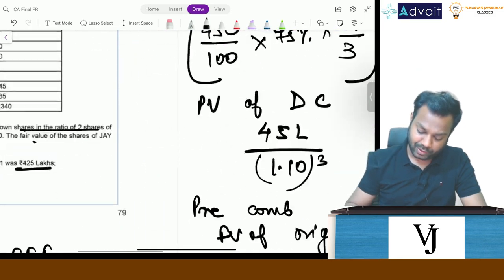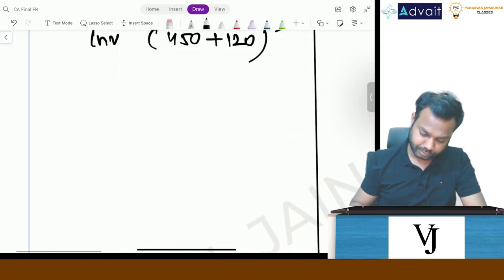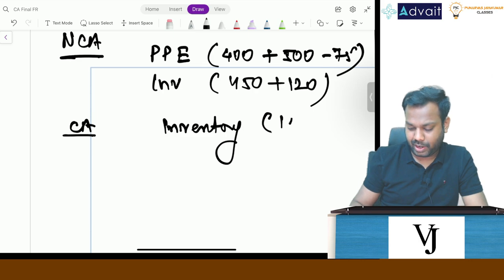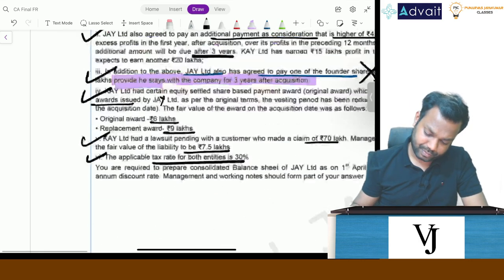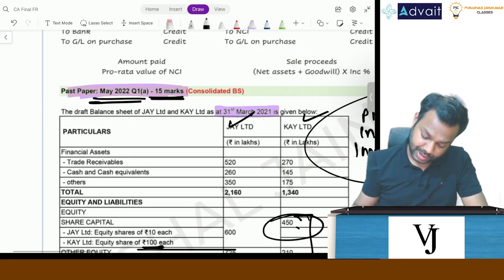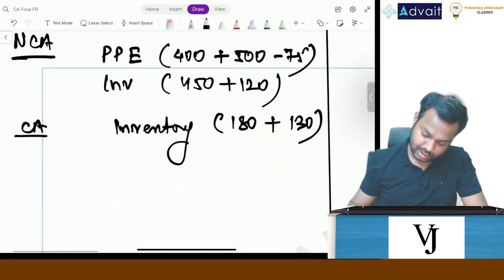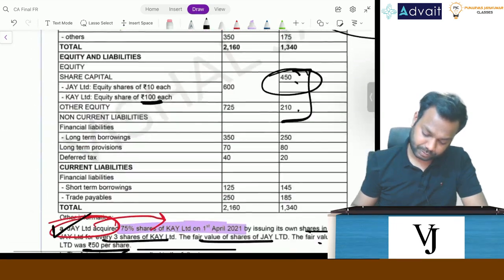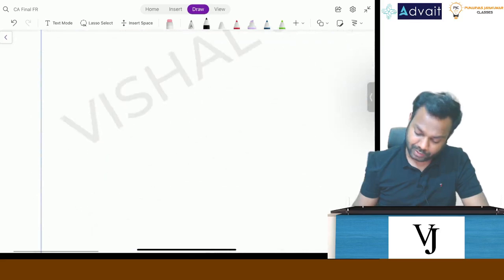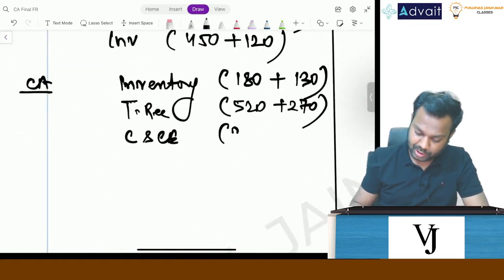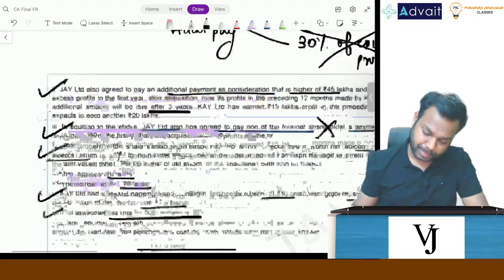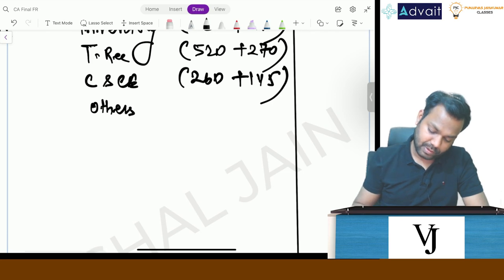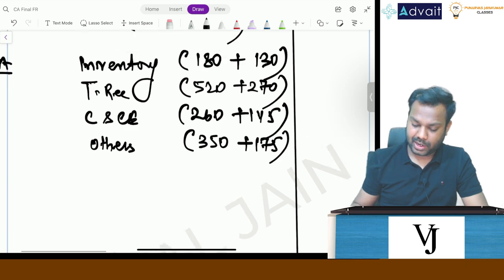Now comes to current assets. Inventory is 180 plus 130. Then trade receivable 520 plus 270. Cash and cash equivalent 260 plus 145. Others is 350 and 175. Can you please total it off?